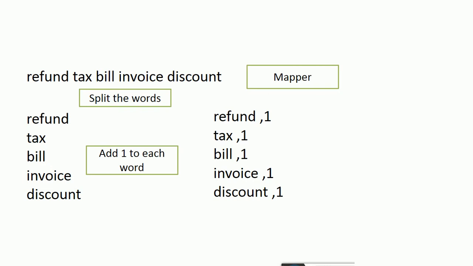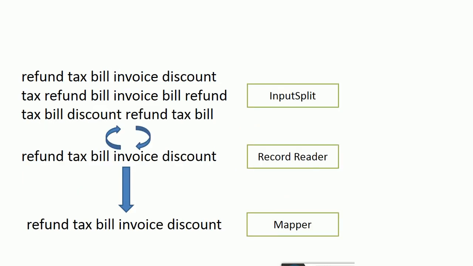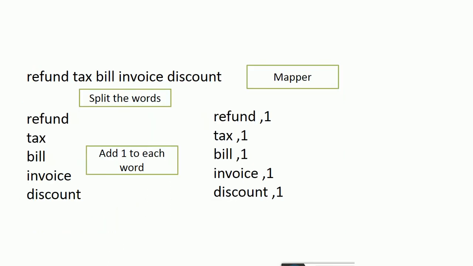Similar thing will happen with the second line also. What is the second line? Tax, refund, bill. So tax 1, refund 1, bill 1. For every record this will happen. This is the logic inside the mapper which we have written. Clear, right? So the mapper is giving an output of this kind: refund 1, tax 1.